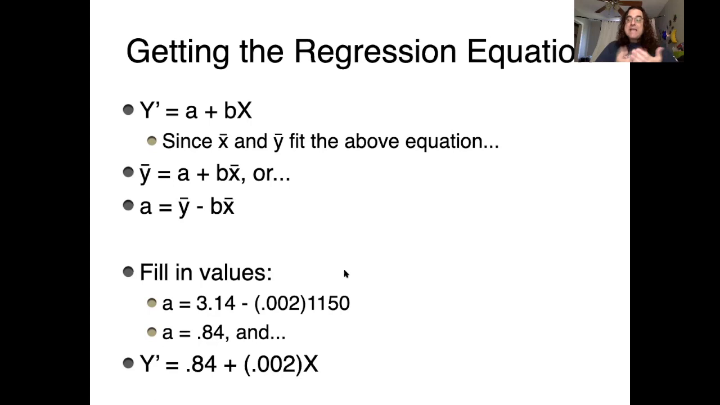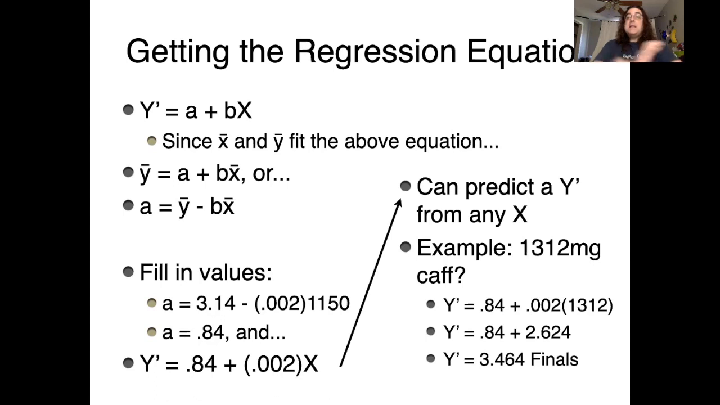Our best guess at a person's number of finals is equal to a baseline of 0.84 finals plus 2/1000ths of a final for every extra milligram of caffeine. Okay, now we can predict a number of finals from any given number of milligrams of caffeine.